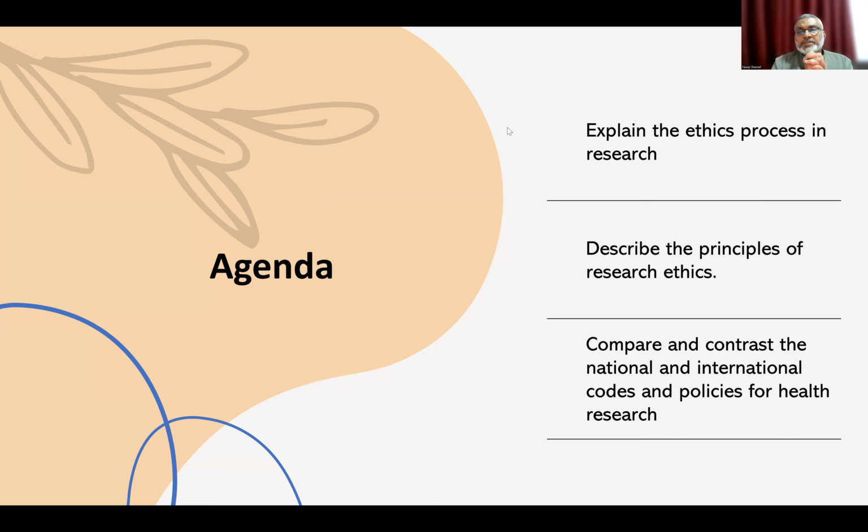We are going to look at the ethics processes in research, and then we are going to look at the ethics principles of research ethics. And then we will compare and contrast some national and international codes and policies for, in this case, health research, because it's easier to get the comparisons in health research, but this applies to most of the educational and social research. So this would be quite applicable to all.